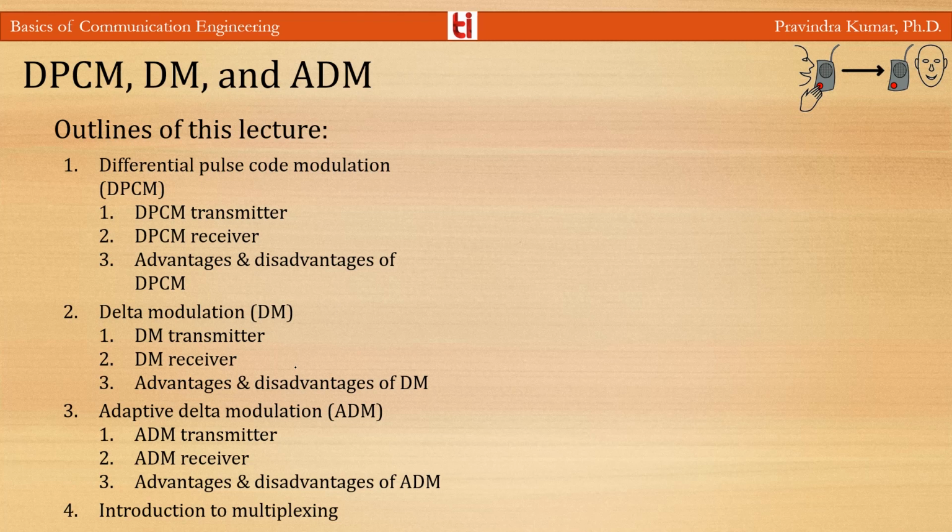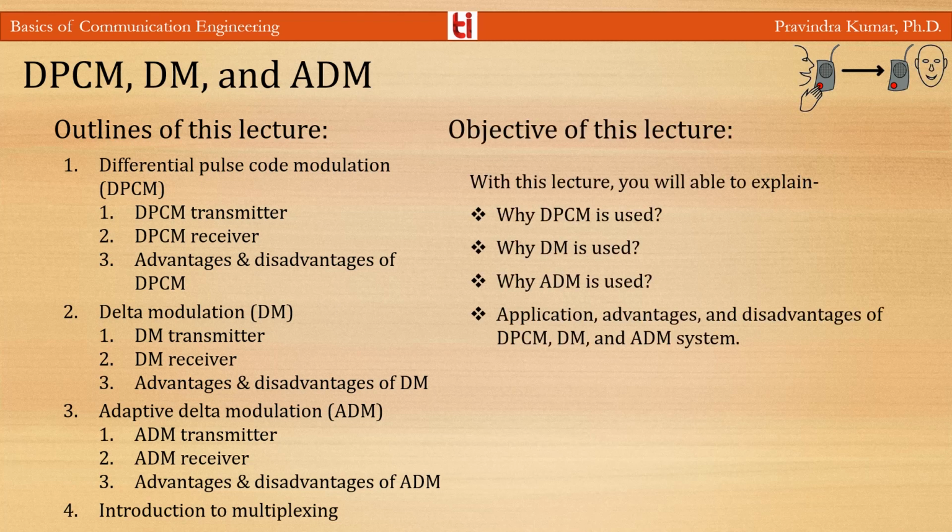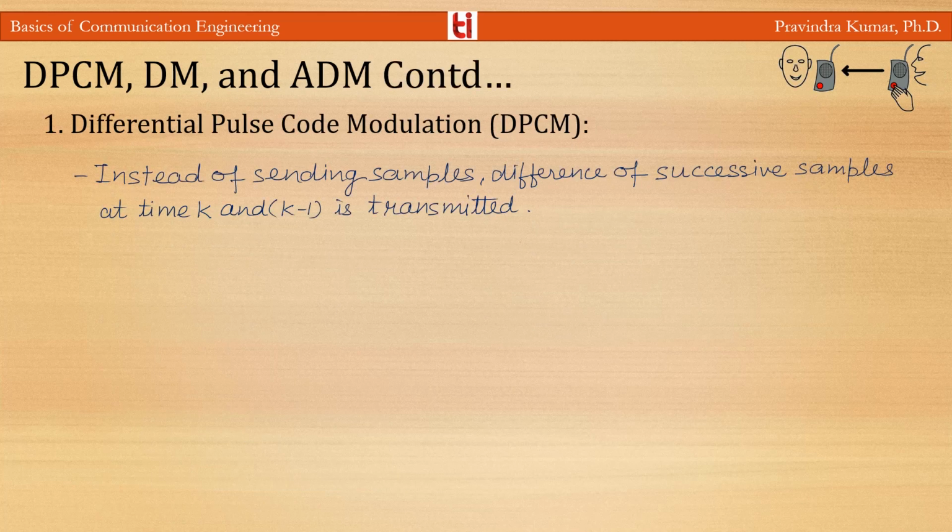After that, we will discuss an introduction to multiplexing. In the objective of this lecture, you will be able to explain why DPCM is used, why DM and ADM are used, and the applications, advantages and disadvantages of DPCM, DM, and ADM systems. So now we will start our discussion about differential pulse code modulation.